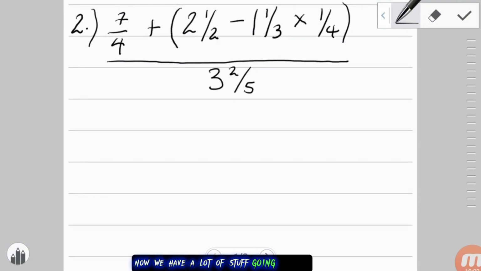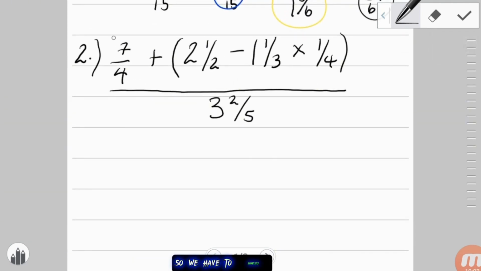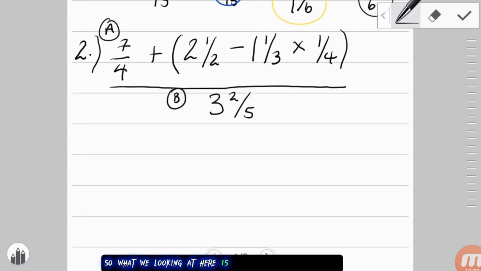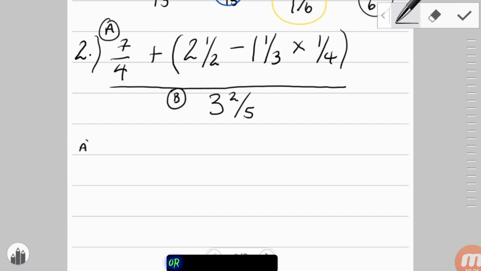Now we have a lot going on in this problem, and this is in fact a two-part problem. We have to simplify the operations at the top of this particular problem, and then we also have to simplify whatever is at the bottom of this fraction. So what we're looking at here is to work out the A section, or the top part of the question. Let's just rewrite our problem that is at the top. 7 over 4 plus, open bracket.